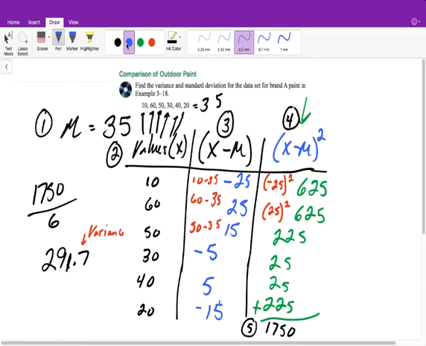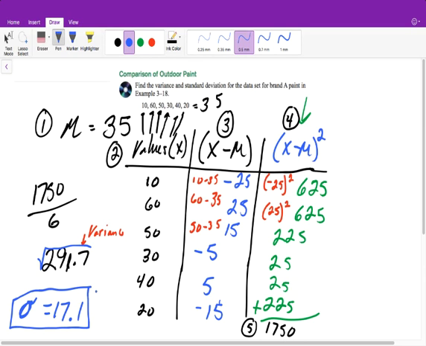Our standard deviation, which has the symbol that looks like this, is we need to go ahead and take the square root of that. And the square root of 291.7 is equal to 17.1. So that is our standard deviation. What this standard deviation tells us is whether or not our data is close to our average or far away from our average. The bigger the standard deviation, the further our data is away from our mean, or from our average. The smaller the standard deviation means our data is closer together.